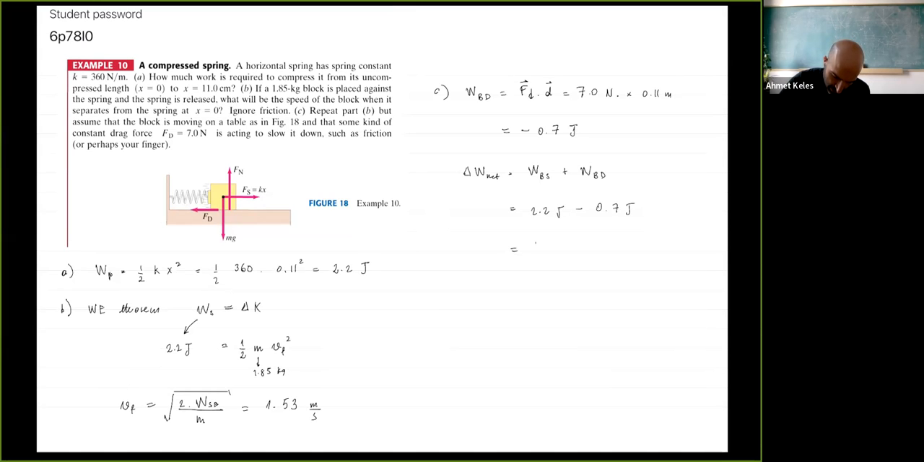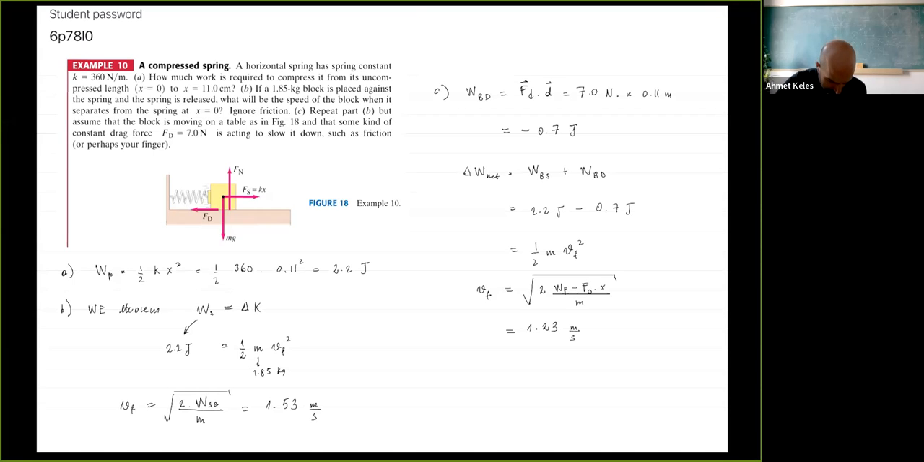And this should now be equal to, by the work energy theorem, 1/2 m v final squared, because initial kinetic energy is 0. And you can solve this for v final. Maybe I can write it in a more general form: the square root of 2 times (W spring minus F drag times x) divided by m. And if you multiply these numbers, you're going to find 1.23 meters per second.